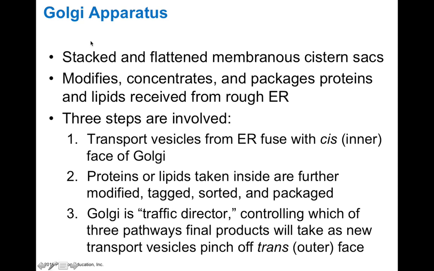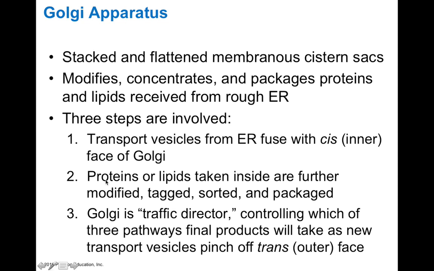Now, the Golgi apparatus is a stacked and flattened membranous cistern. Remember, it modifies, concentrates, and packages proteins and lipids, and it receives these from rough ER. Remember, rough ER packages its contents into vesicles that are then transported to the Golgi apparatus, and there are three major steps here. The transport vesicles from ER fuse with the interface of the Golgi apparatus, and those proteins or lipids are taken inside and further modified, tagged, sorted, and packaged.